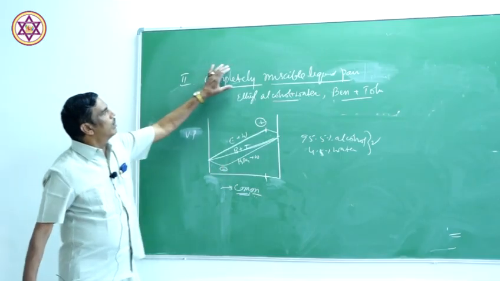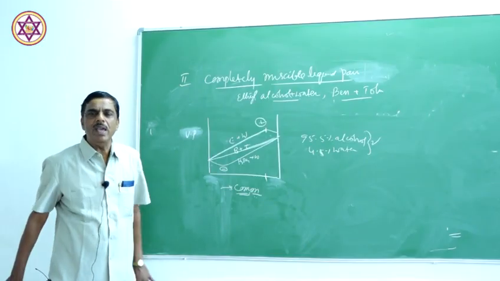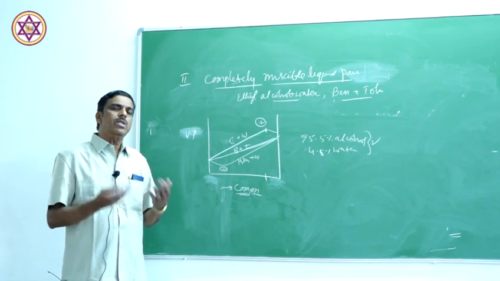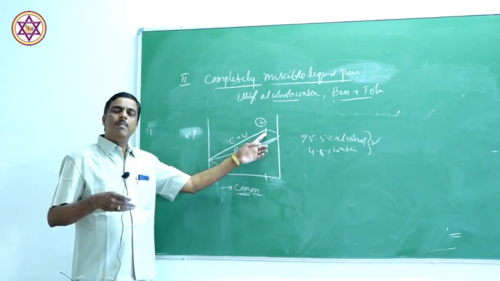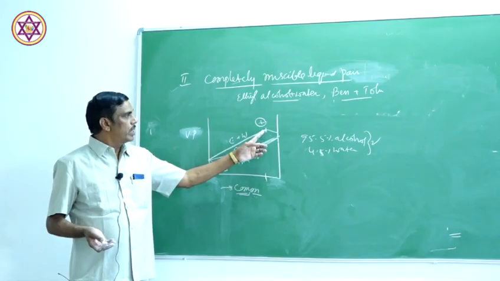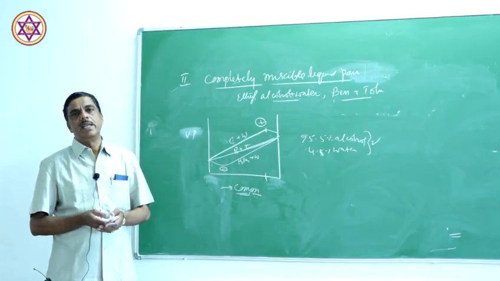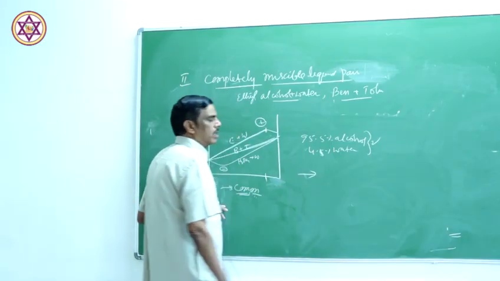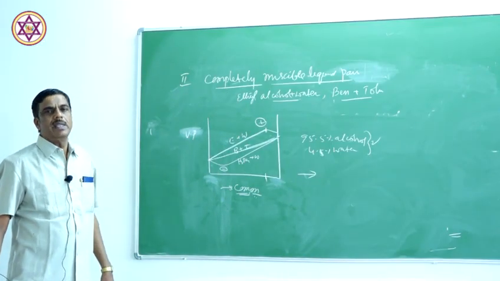Therefore, all completely miscible liquid pairs are not ideal. All of them do not obey Raoult's law. Some of them deviate from Raoult's law. The deviation may be positive or negative. So, deviation from ideal behavior: positive deviation and negative deviation. We shall discuss some more concepts of these completely miscible liquid pairs in the next video.